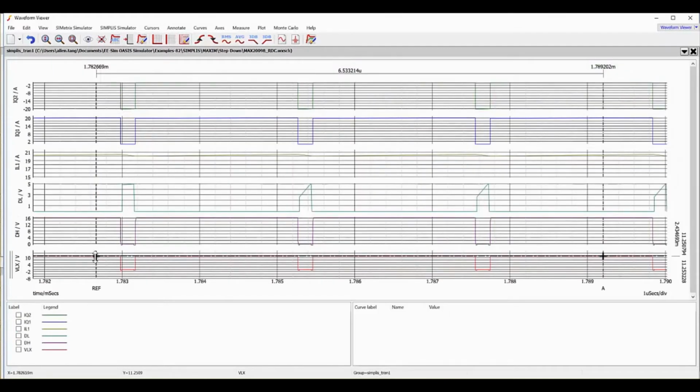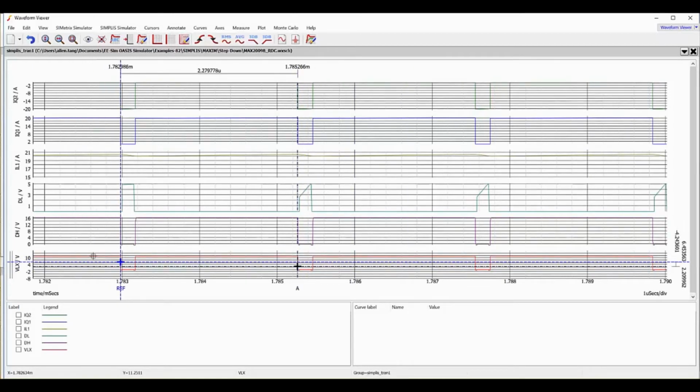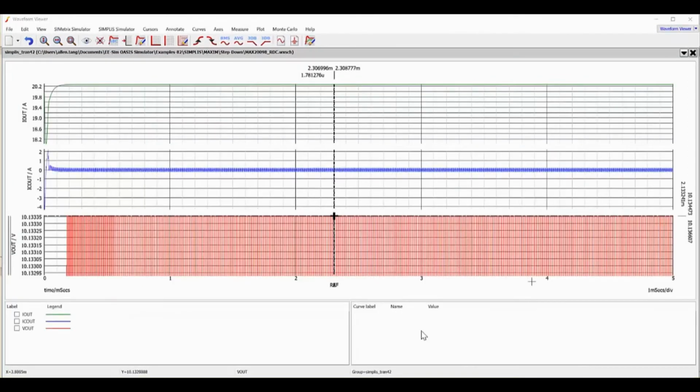Let's zoom in on the plot. As you can see, we have a period of about 2.28 microseconds and an on-state time of about 2.09 microseconds. This corresponds to an average duty cycle of 91.7%. This is greater than the expected 83.3%. It seems the simulated results produce a larger duty cycle than the ideal duty cycle. In this case, the duty cycle did not reach the maximum duty cycle of 97%, so the output voltage is still regulated and is at 10.1 volts.